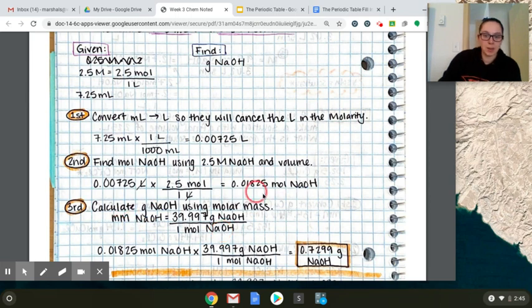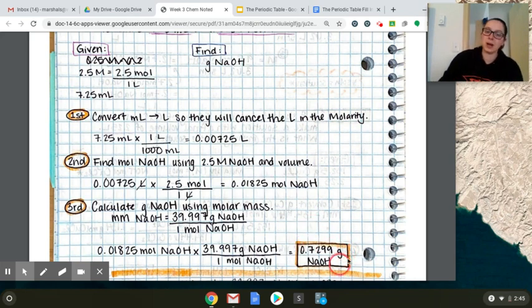And when I take my mole amount, my 0.01825 moles of NaOH, I'm going to multiply this so my moles are on the bottom. I have moles on top here, moles on the bottom here. They cancel each other out. I'm left with grams of NaOH. I multiply these two numbers together and I'll get 0.7299 grams of NaOH.